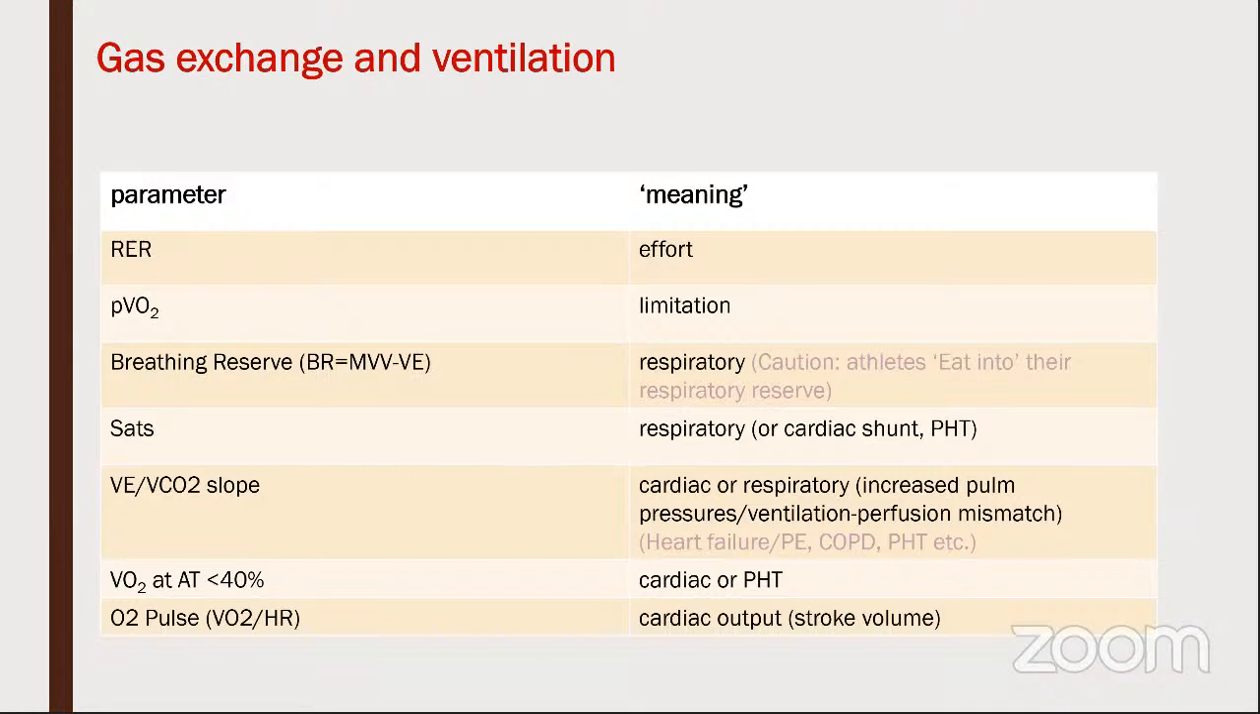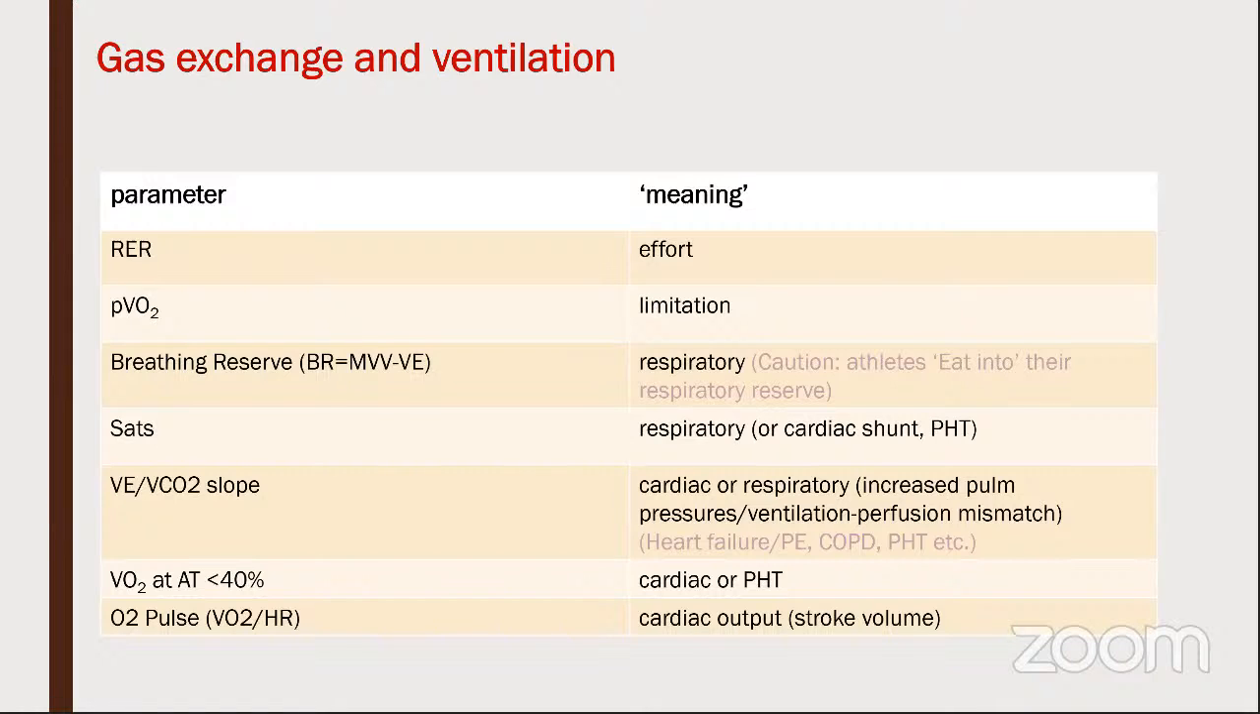The VE-VCO2 slope is called ventilatory efficiency. It's an angle, and on the next slide I'll show how it can be measured. It has great prognostic importance. If this is abnormal, the problem usually lies in the cardiac or respiratory system. It implies some kind of ventilation perfusion mismatch and usually increased pulmonary pressure. So it can occur in heart failure, but also in lung problems or pulmonary hypertension.